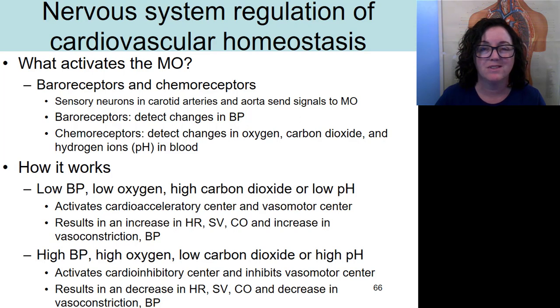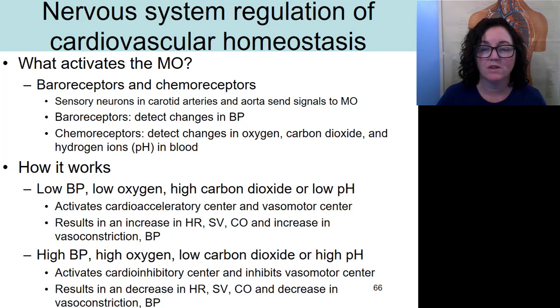But what exactly stimulates the medulla oblongata to send signals via the cardioacceleratory versus cardioinhibitory center? Turns out that we have certain sensory neurons that are sending signals to the medulla oblongata. These sensory neurons are baroreceptors and chemoreceptors. These baroreceptors and chemoreceptors are located in the wall of the aorta and the wall of the carotid arteries. And when they're activated, they send signals to the medulla oblongata.